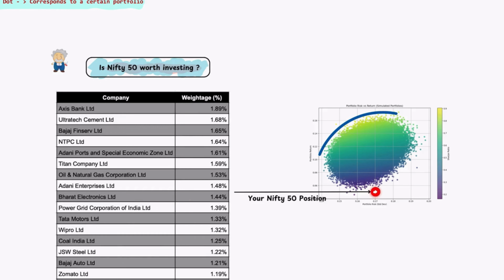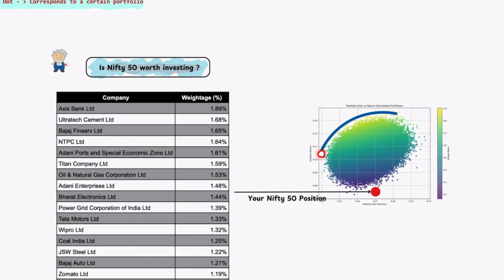Therefore, you should not blindly invest in an index mutual fund thinking that this is a smart move. I'm not saying change the stocks. I'm saying use the same stocks but with different weights. Instead, you should reallocate weights and build portfolios that lie on the efficient frontier.